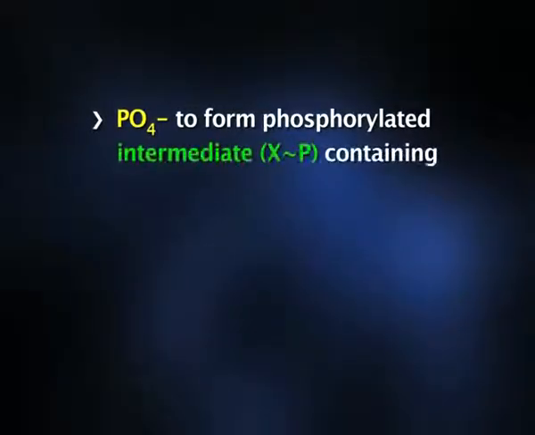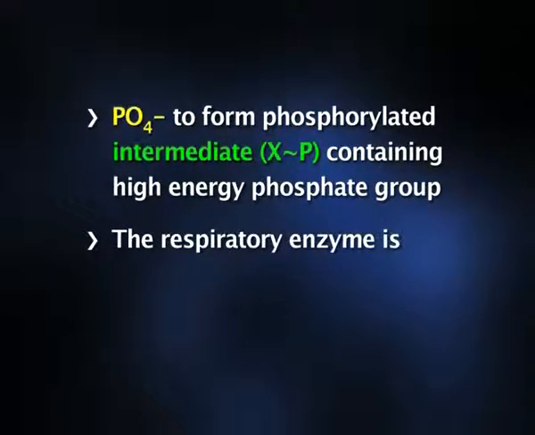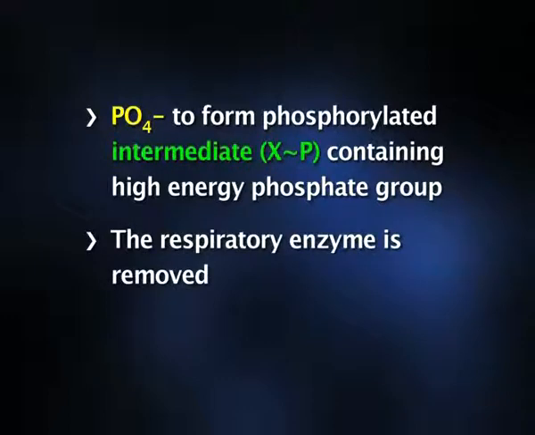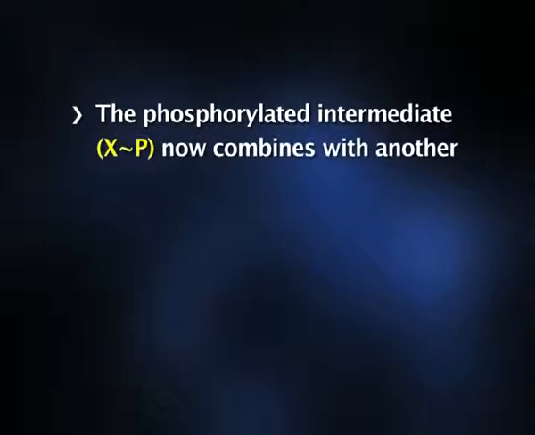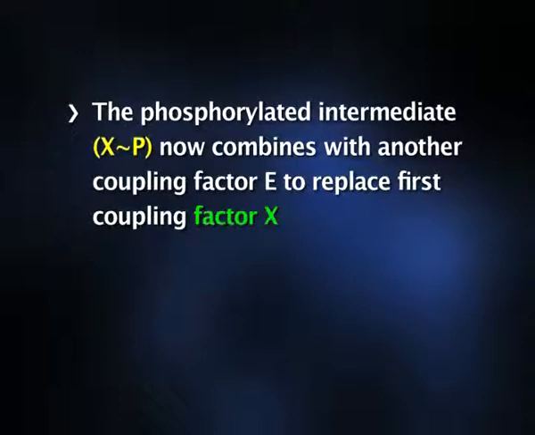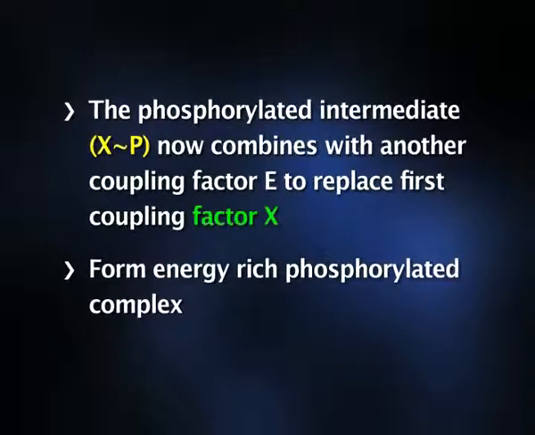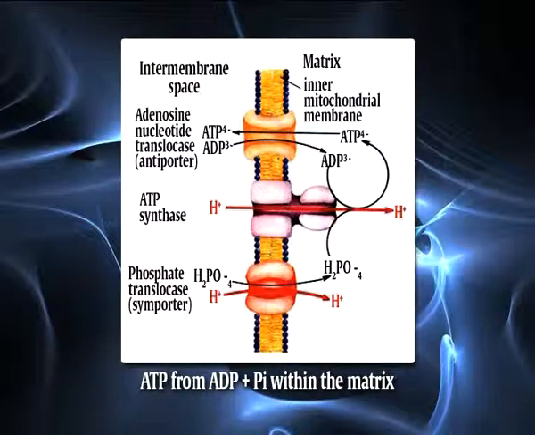Second, the high energy intermediate complex combines with phosphate to form a phosphorylated intermediate containing a high energy phosphate group. At this step, the respiratory enzyme is removed. Third, the phosphorylated intermediate now combines with another coupling factor E to replace the first coupling factor X and to form an energy rich phosphorylated complex, which catalyzes the synthesis of ATP from ADP and regeneration of the coupling factor E.